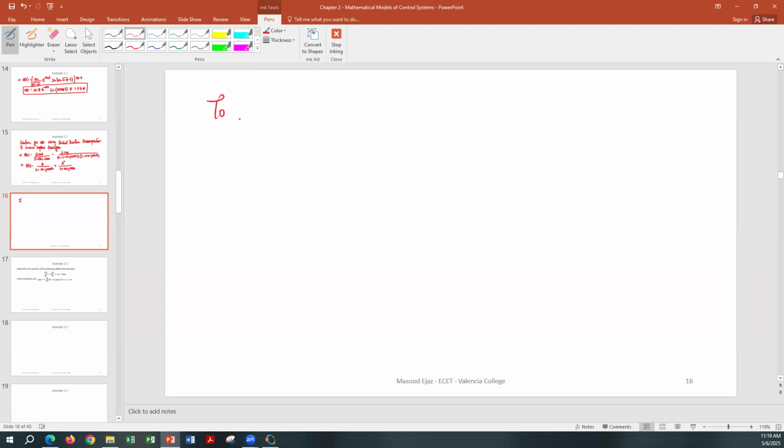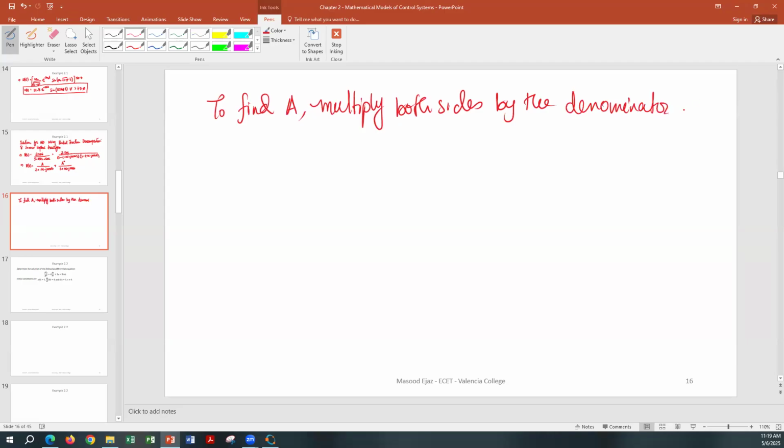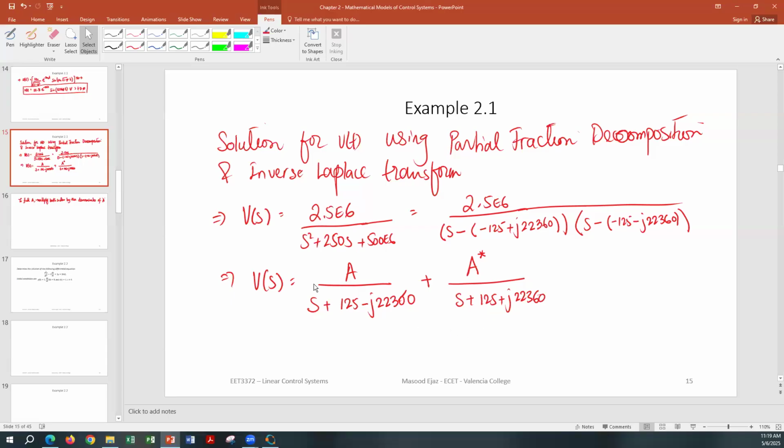So to calculate or to find A, multiply both sides by the denominator of A. That's the first step. So when we multiply both sides by the denominator of A, what we are going to get, this is going to be cancelled out. Well, let's just start from here.